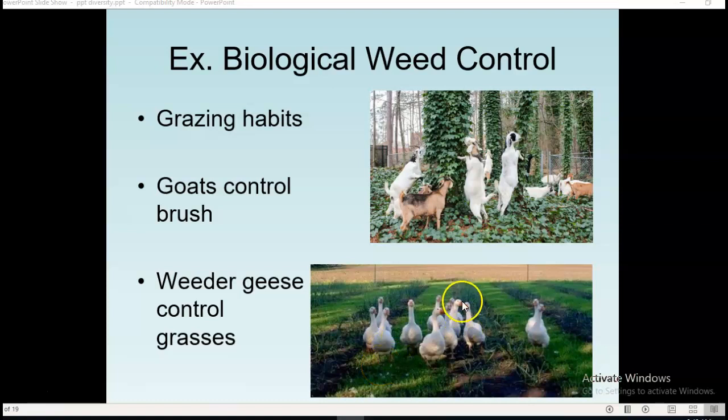So you don't actually want the geese walking through your main crop. They've got big webbed feet, but in this case, I think they're being used after the crop has been harvested. But you could set up little fences, barriers, some way to keep the geese out of the crop if you're actively growing it at that time. But geese do like the very young, nutritious blades of grass, and they can control it.